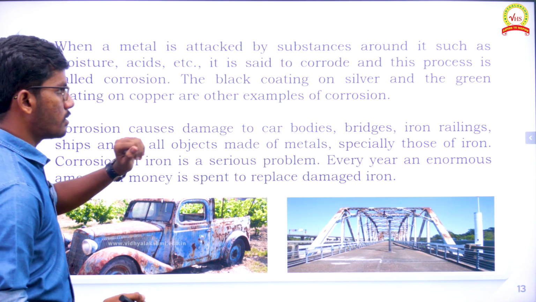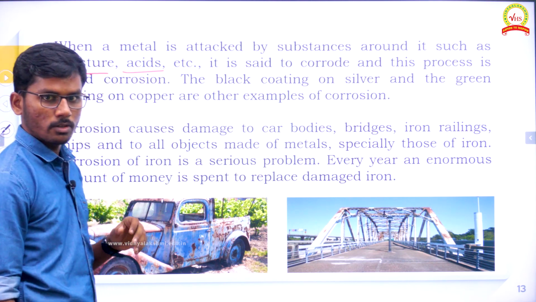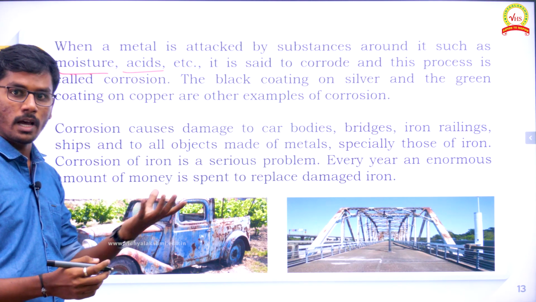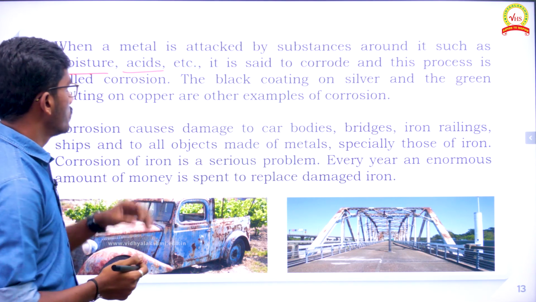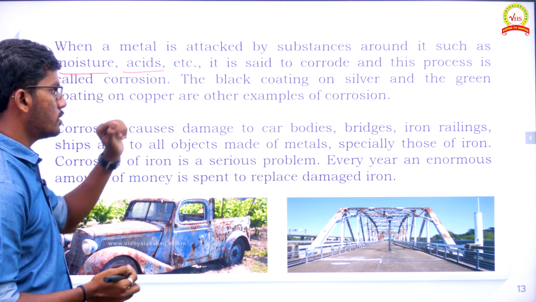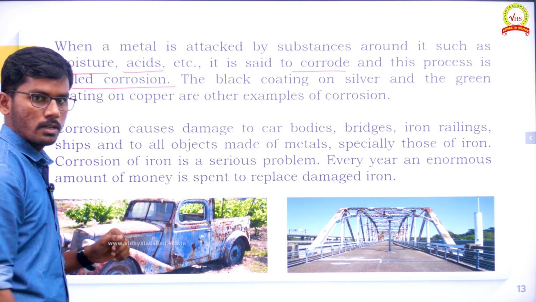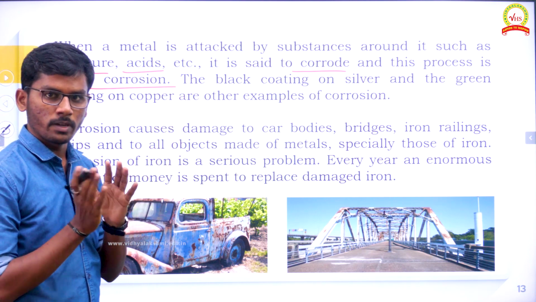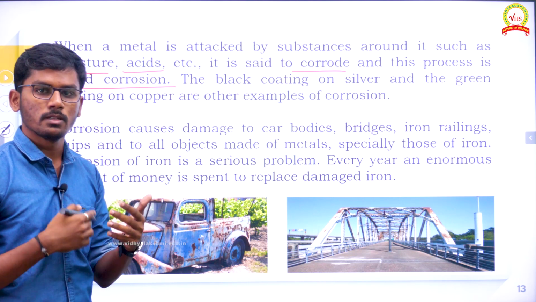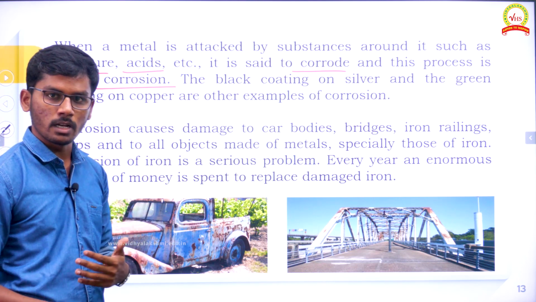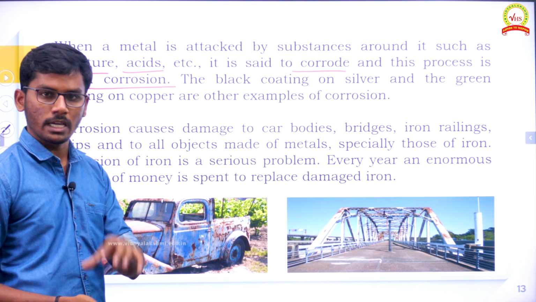When a metal is attacked by substances around it, such as moisture, acids, etc. It is not only moisture. There are acids which are corrosive in nature, you would have heard this word. So these substances, moisture and acids, are said to corrode the metal, and this process is what we call corrosion. So by now you would have guessed what corrosion is. Corrosion is generally for all metals. If a metal loses its physical nature or its color, we call it corrosion. Rusting is specifically meant only for iron.